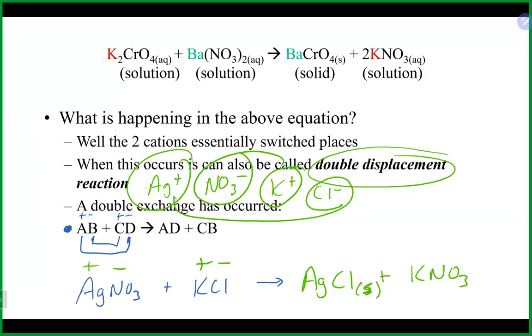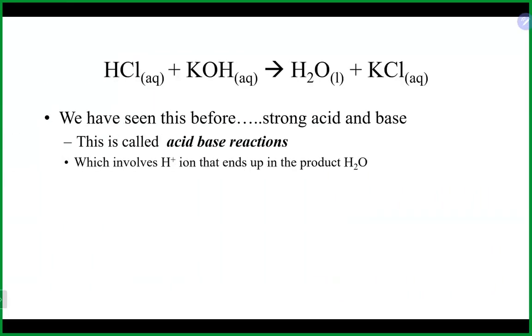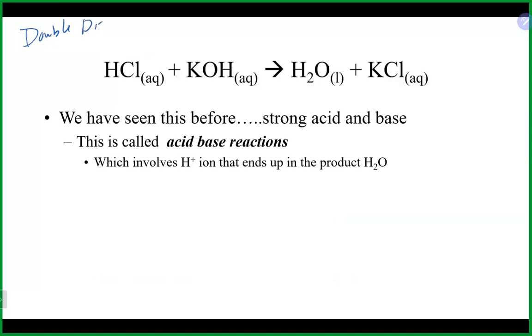So double displacement reaction, more specifically precipitation reaction, as we made a precipitate there. Another type of double displacement reaction is this one, which is an acid-base reaction. And this is still a double displacement reaction here. So this falls under that big umbrella of double displacement. This is a strong acid, hydrochloric acid, and this is a strong base, which is potassium hydroxide in this case.